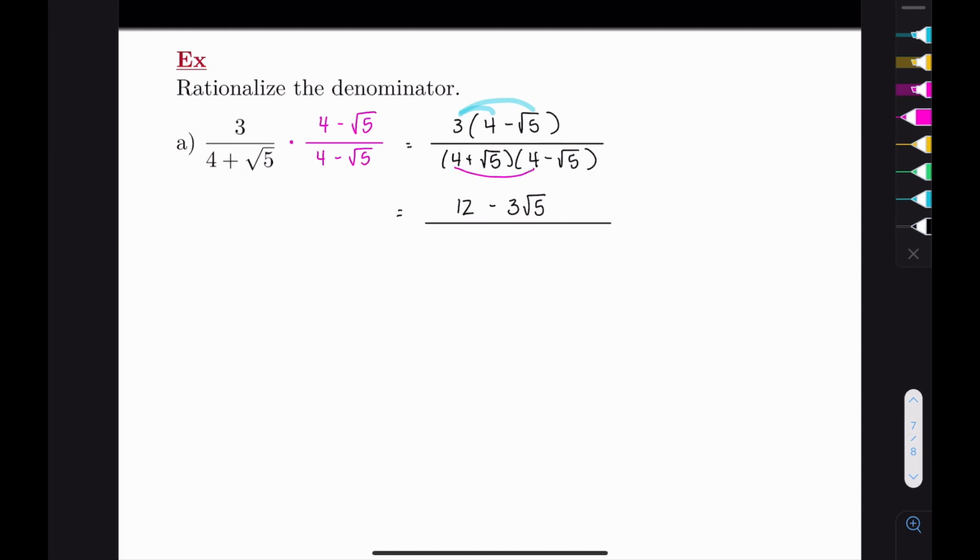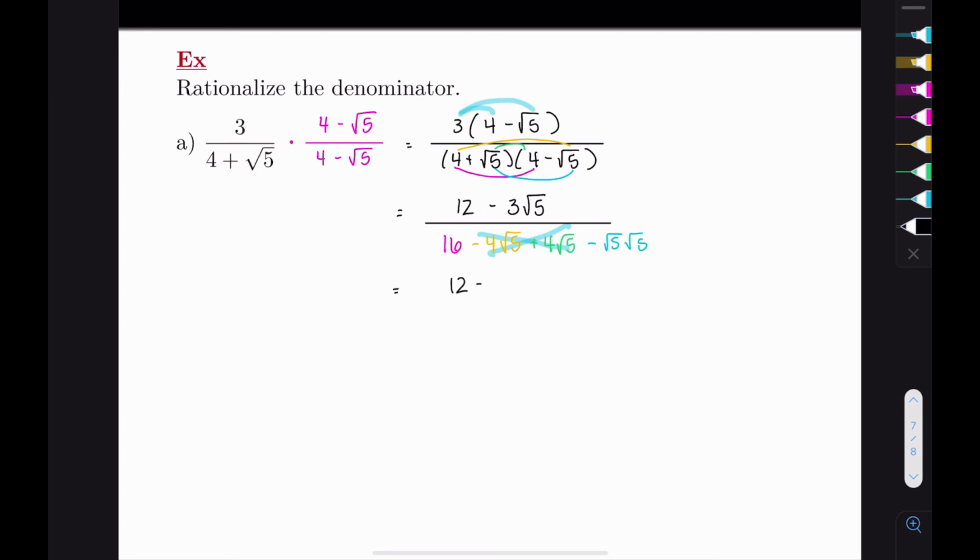So our first terms give us 16. The outer give us minus 4 square root of 5. The inner is plus 4 square root of 5. And then the last is minus square root of 5 times the square root of 5. So ultimately, these two middle terms cancel each other out because they're the same but opposite in sign.